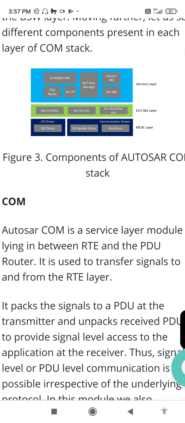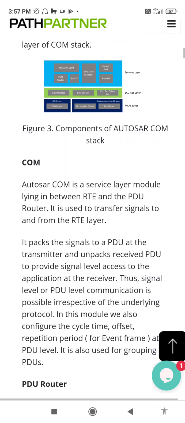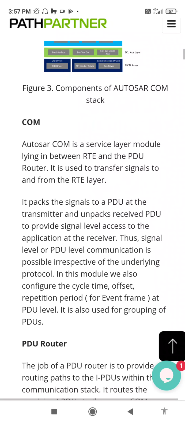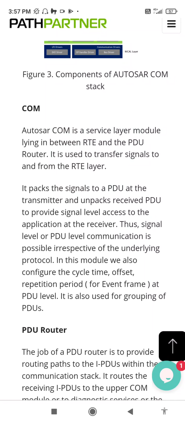In this module we also configure the cycle time, offset, repetition period, for event frame at PDU level. It is also used for grouping of PDUs.